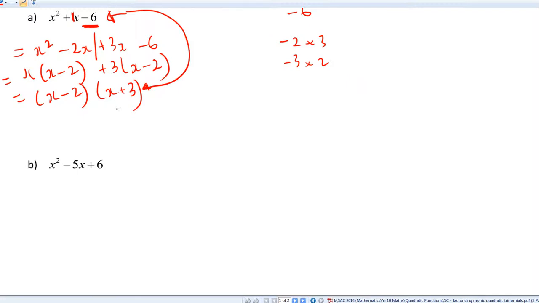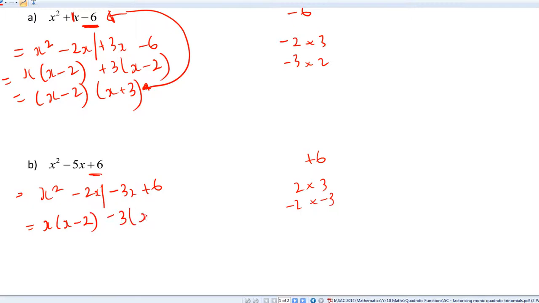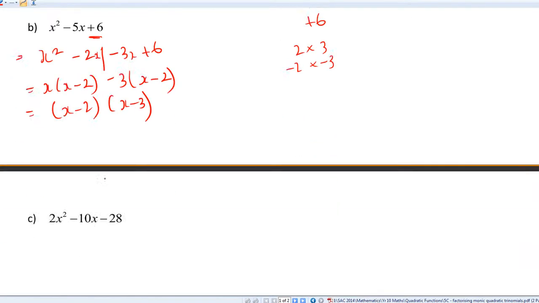It was plus 6 that we were trying to make, so we're doing 2 times 3, or -2 times -3, and that's the one I'm after here. So I'm going to rewrite that as x squared take 2x take 3x plus 6. Split: x take 2, take 3, x take 2. X take 2 comes out as a common factor, and they're the binomial products.